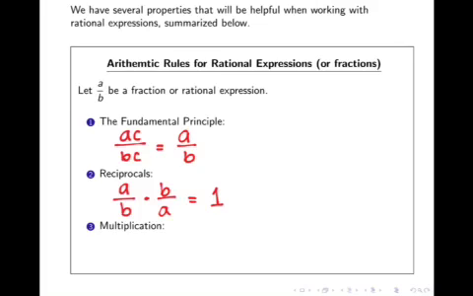Third, multiplication. If we have two fractions, or again two rational expressions, a over b times c over d, then we're just going to multiply straight across the top and straight across the bottom. So in the top we have ac, in the bottom we would have bd. Again, we've done all this previously at some point with numbers, and now we're going to extend it to rational expressions. So we can multiply rational expressions or polynomials across the top and across the bottom.